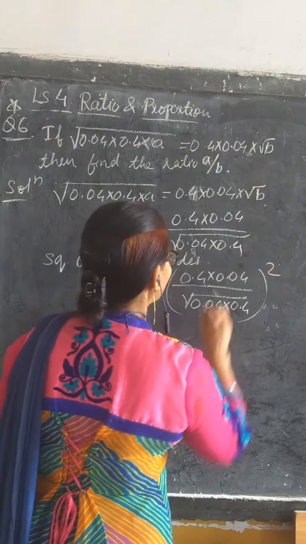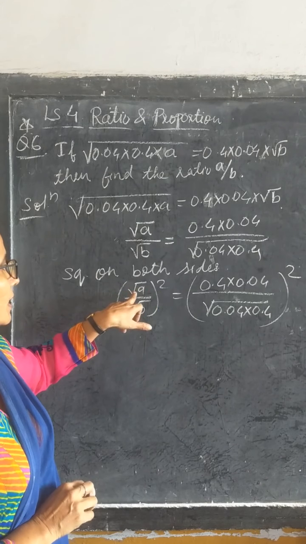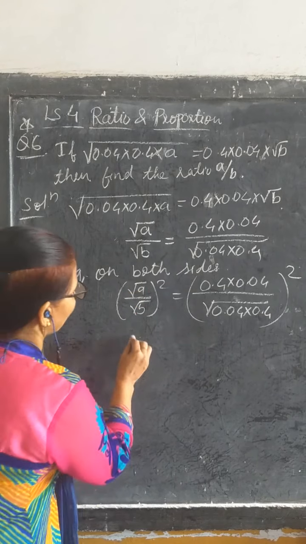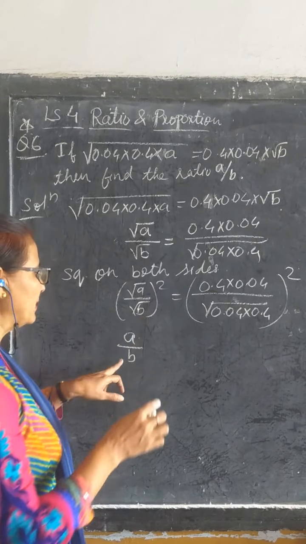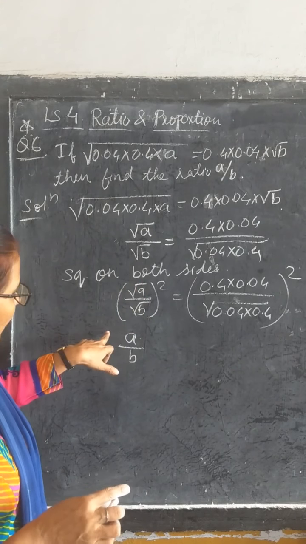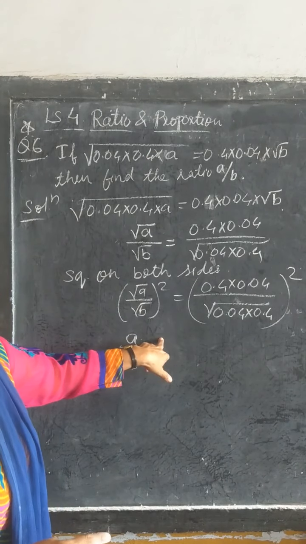We have taken square on both sides. Now when we take square here, so root a becomes what? a, and root b becomes b, because root b into root b is b, root a into root a is a. Okay.